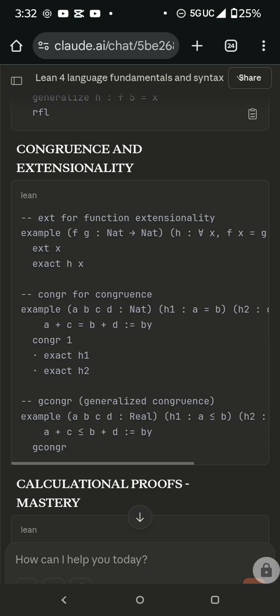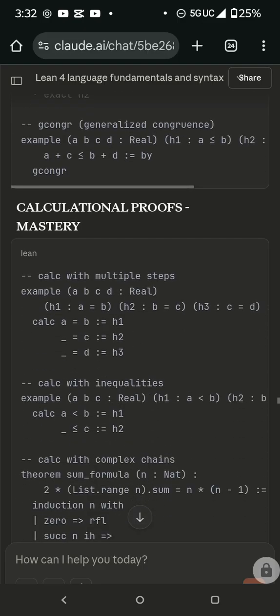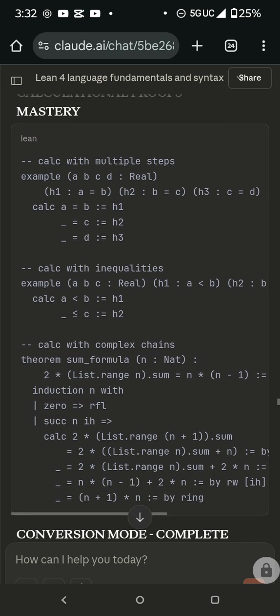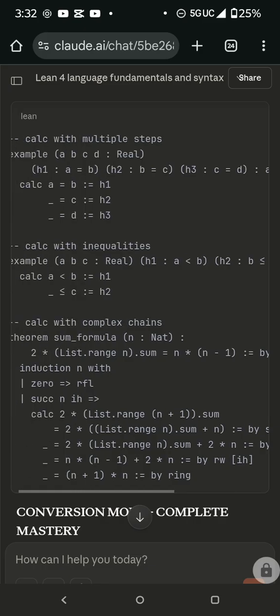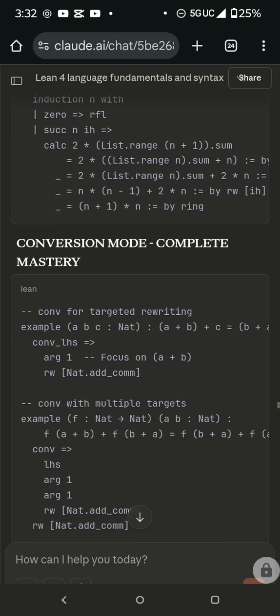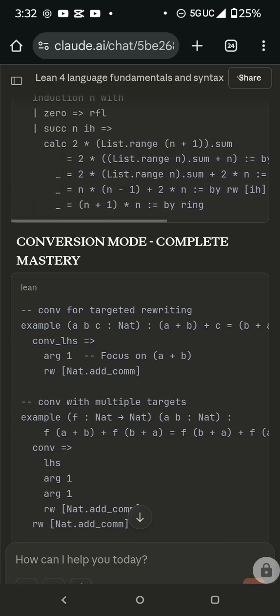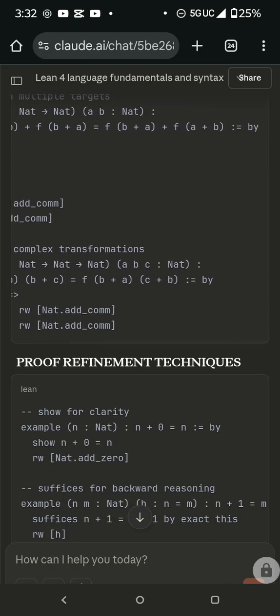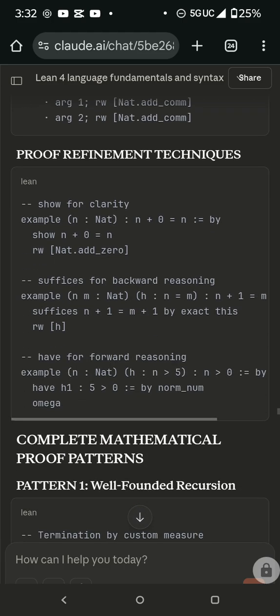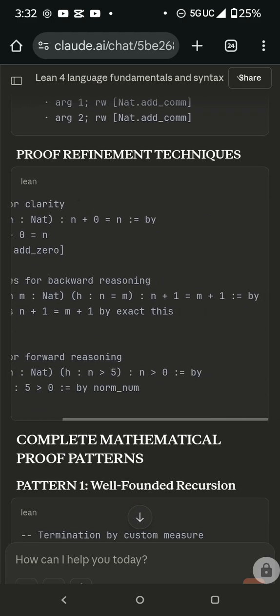And at the greater matter, big picture level, imagine us doing this over and over and over again. Further, beyond what we've done here, we could get this thing to converge into higher things for us, right? Calculational proofs, mastery. All is shown. Like that. Conversion mode, complete mastery. Proof refinement techniques.